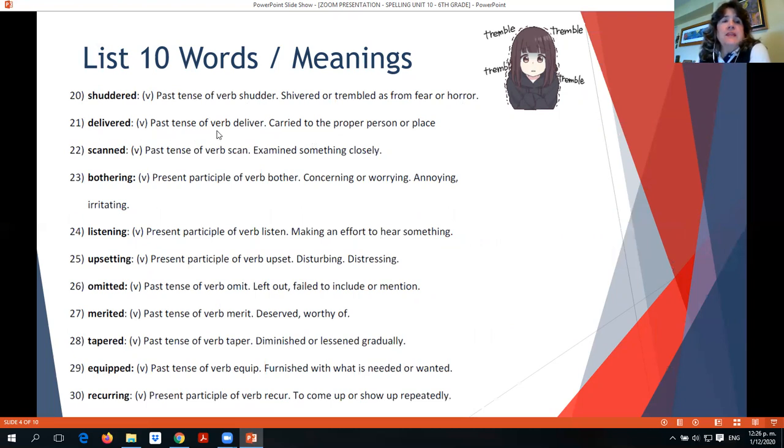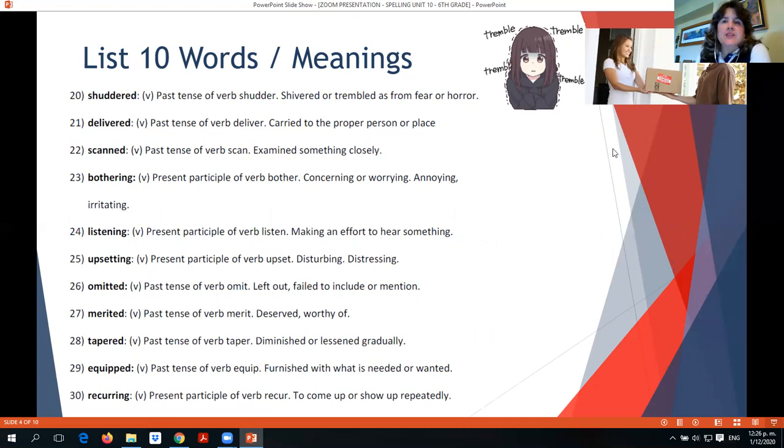Delivered, past tense of the verb deliver. It means that something was carried to the proper person or place. For example, this guy delivered the package to the girl.